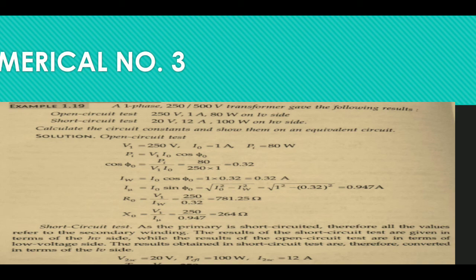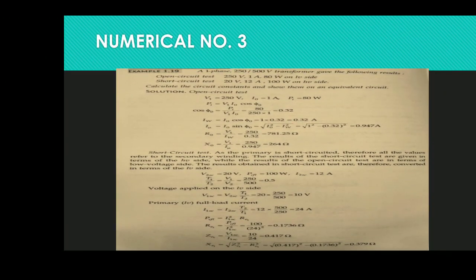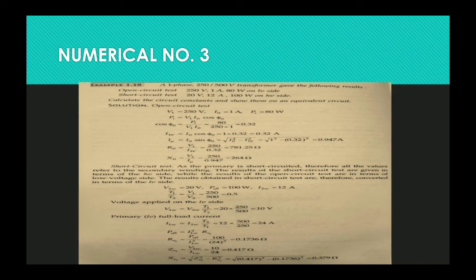Now the short circuit test. As the primary is short circuited, here you can see it is short circuited, therefore all the values are referred to the secondary winding. The results of the short circuit test are given in terms of the HV side, while the results of the open circuit test are in terms of the low voltage side.